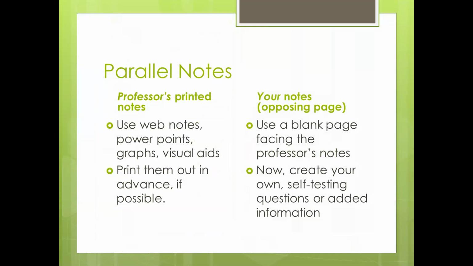Parallel notes. This is new, and this is a form that's really advocated by our authors Nist, Oljelnik, and Holschuch. They break this down with the idea of students using a 3-ring binder. You print out a professor's notes in advance, and then you place them in the 3-ring binder so that they're followed by a blank page, so that you can look at the notes and react to them as you follow along in the lecture.